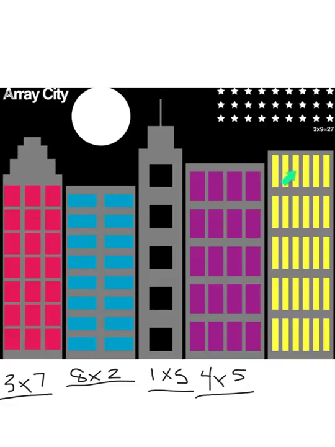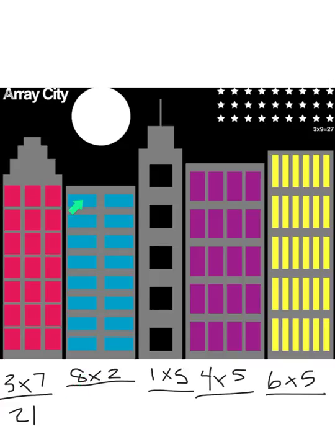1, 2, 3, 4, 5, 6. So I have 6 in my row. How many in the column? 1, 2, 3, 4, 5. 6 times 5. So for our very first one, we have 3 times 7. 1, 2, 3. 3 in my row, 7 in my column. So let's count them all together. 1, 2, 3, 4, 5, up to 21. My answer here is 21. 3 times 7 is 21, or 7 times 3.